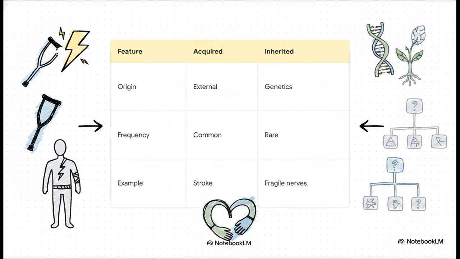Inherited genetic conditions, on the other hand, they really play a very minor, rare role here. Sure, there are some rare genetic variants that might cause something like a fragile nerve syndrome, making someone a bit more susceptible to an injury, but monoplegia itself isn't generally something passed down through your family tree.